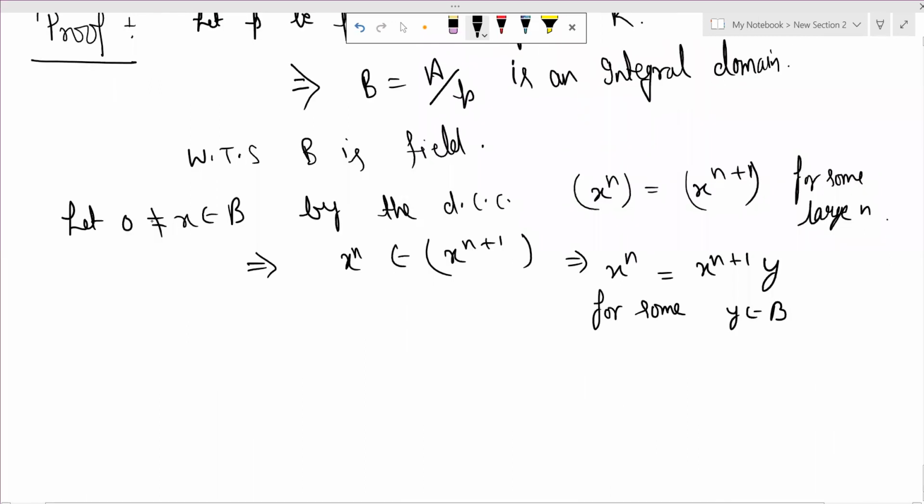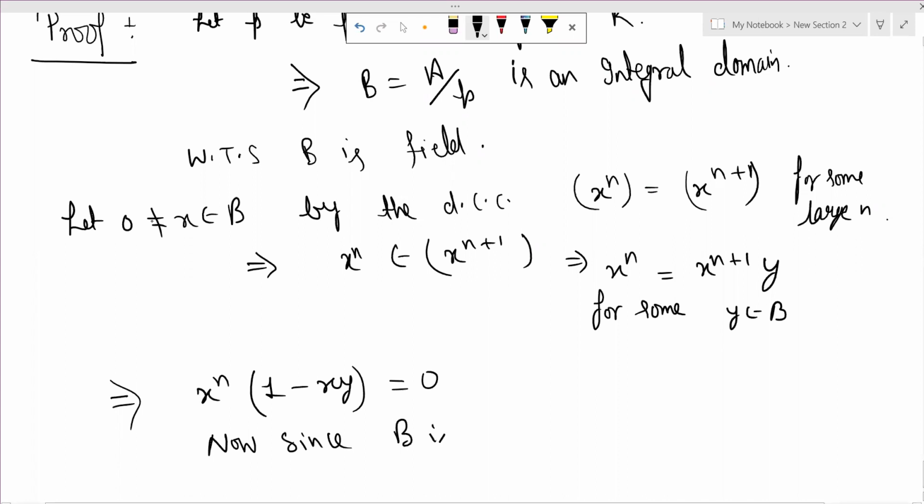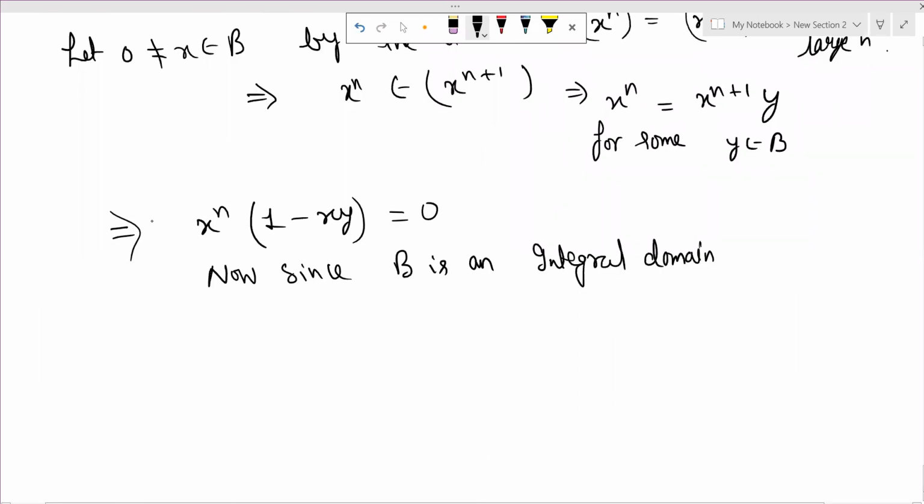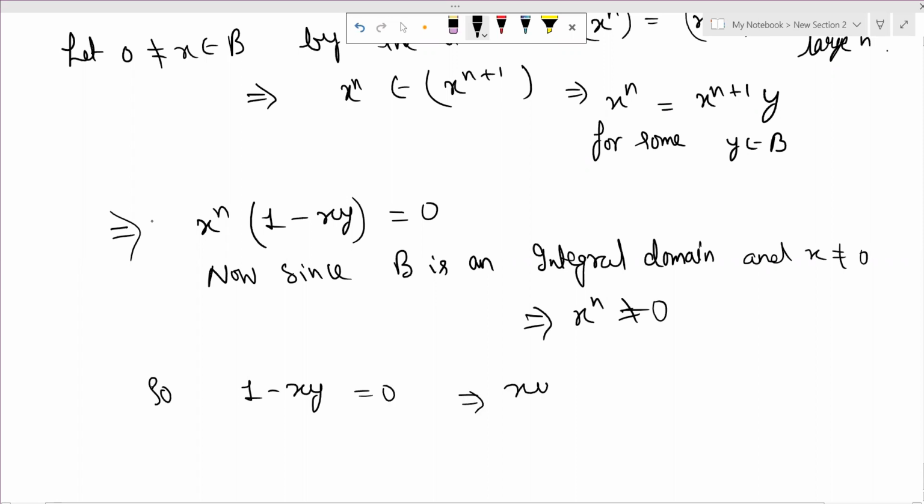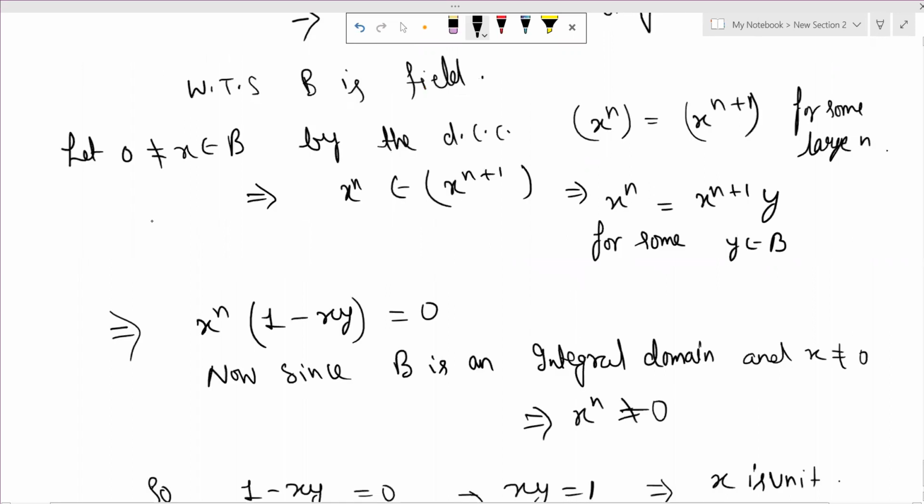So what can you say from here? This implies x^n (1 minus xy) is equal to 0. Now, since B is an integral domain and x is non-zero, this implies x^n is non-zero. So we have 1 minus xy should be 0. This implies xy is 1. This implies x is a unit. So I take any non-zero element x in the ring and I prove that this is a unit.